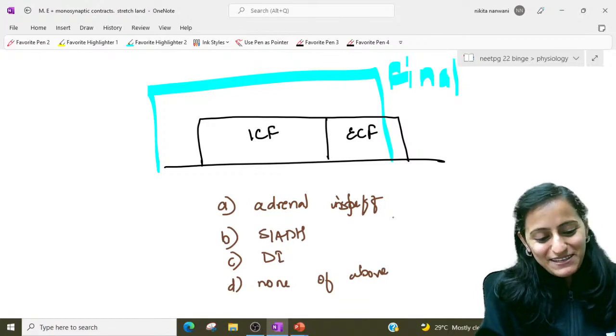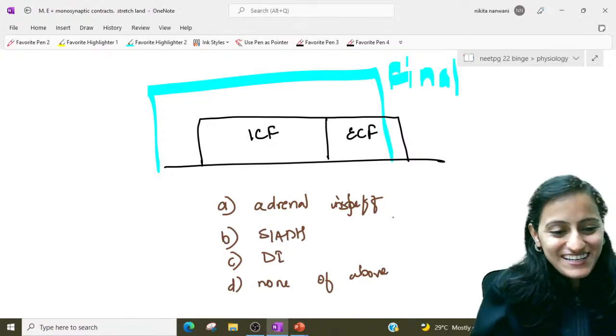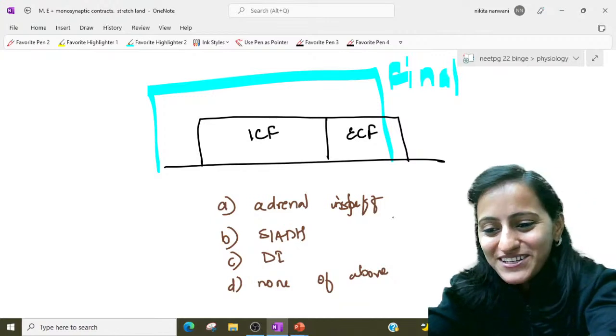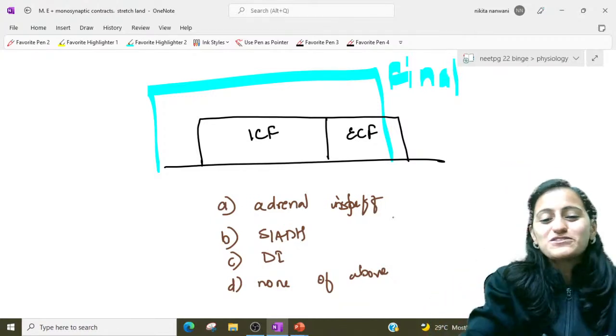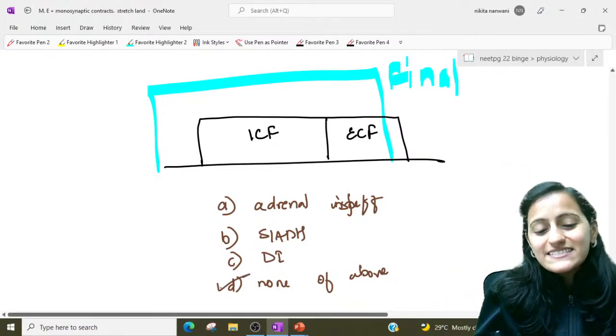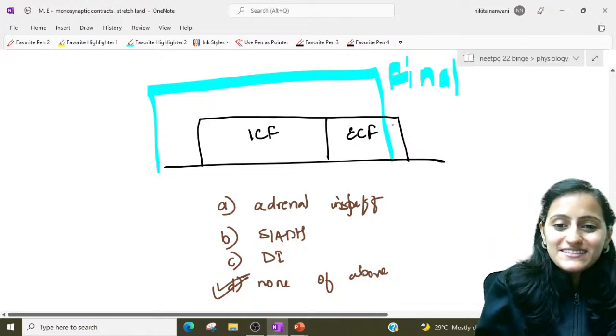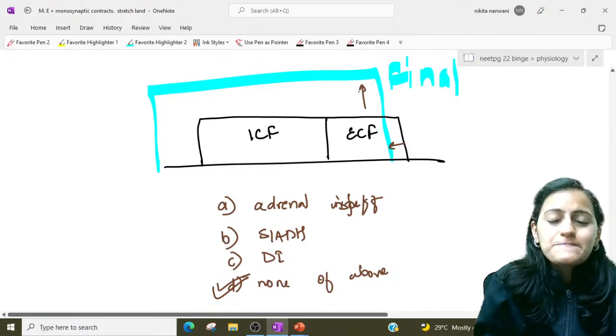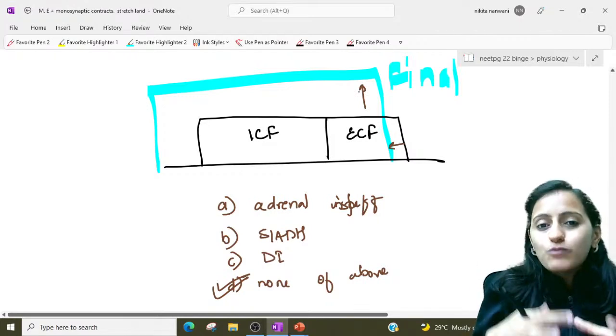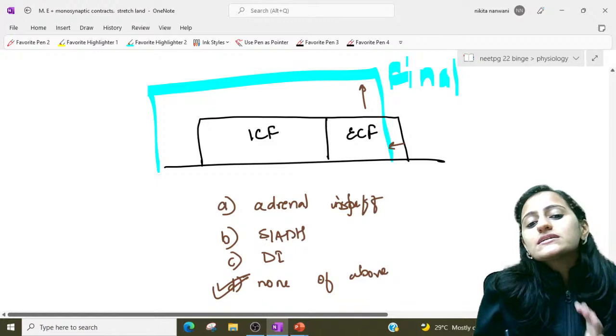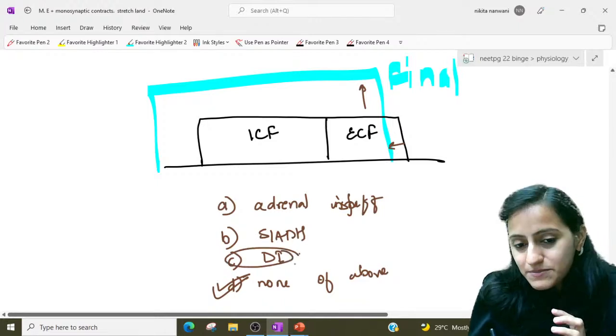Very good. I can see many of you getting this right. So this was just like a crooked examiner here, Dr. Nikita here, giving you the option like this. The answer is none of the above. Just don't look at the ECF volume decreasing and osmolarity increasing. So we are losing water. That is, water is getting lost in diabetes insipidus.